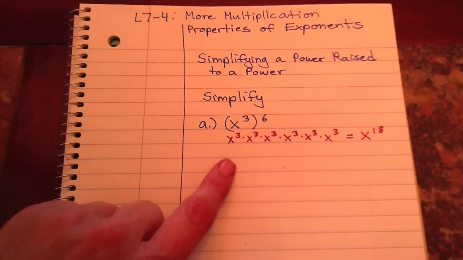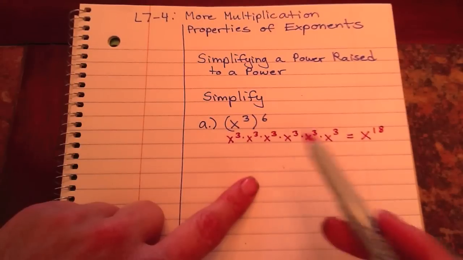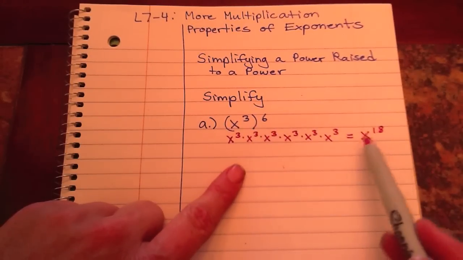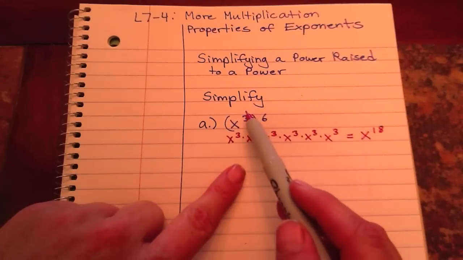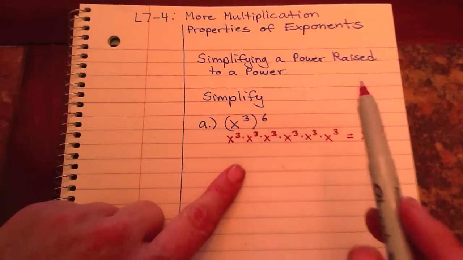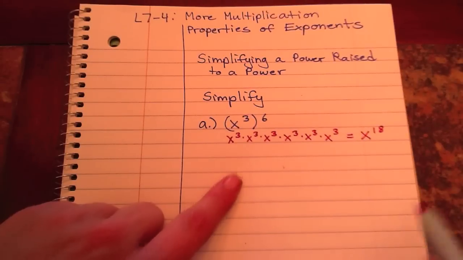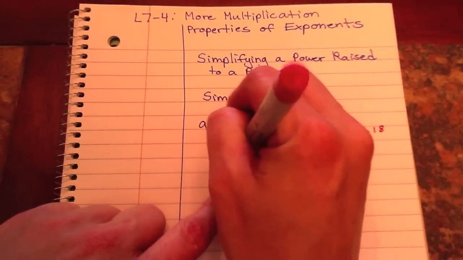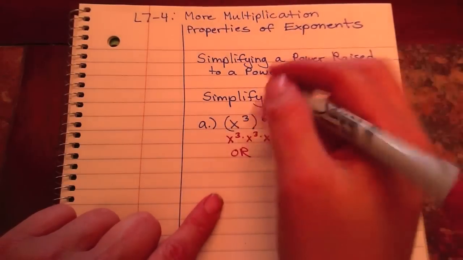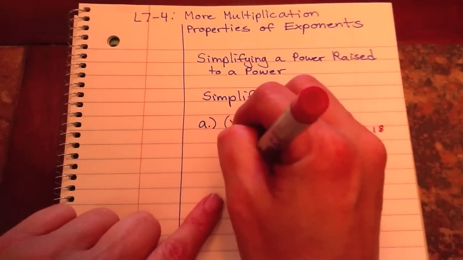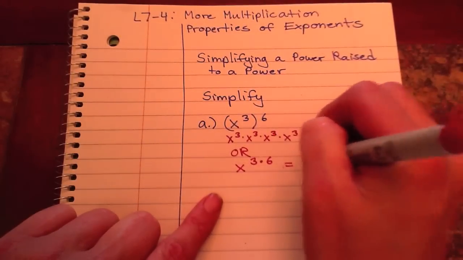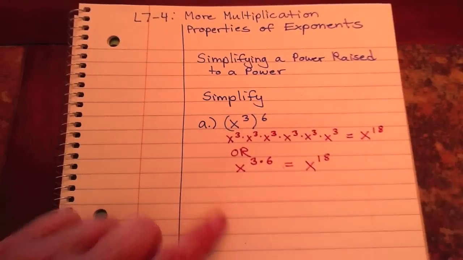Okay, or you can learn the rule that goes with it, which is, if you notice, 3 times 6 is also 18. This is when you get to basically distribute that exponent and multiply it to the other exponents in the parentheses. So you can use the rule, which is bring x over, and then it's 3 times 6, which ends up being x to the 18th. Same answer either way.